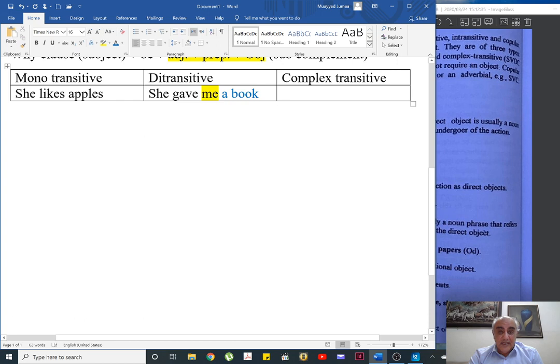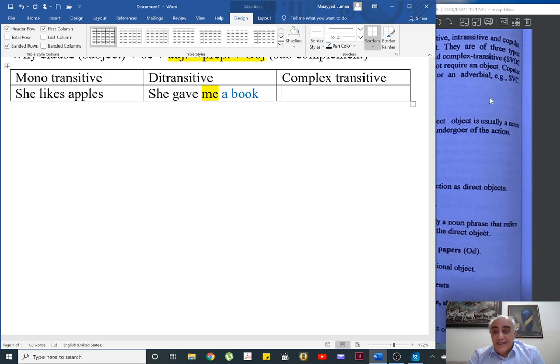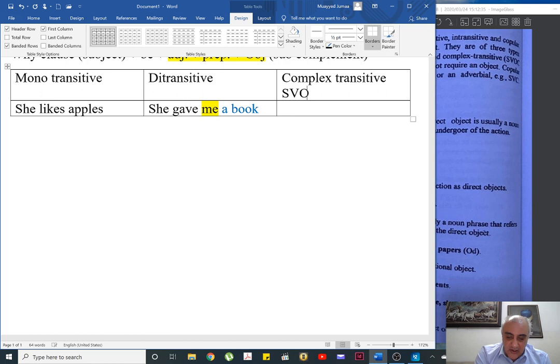Now, the complex transitive, اللي هي طبعا هنا نسميها SVOC كرمز. SVOC يعني subject verb object and complement مثلا she made me happy. Now طبعا هاي هنا الرمز مالتها SVO وهاي ditransitive SVOO. اوكي SVOO. Now look.